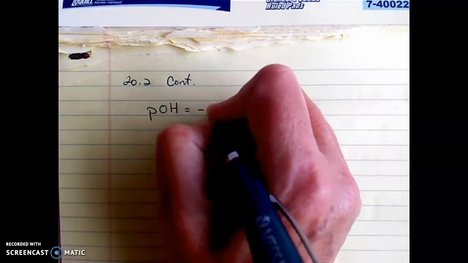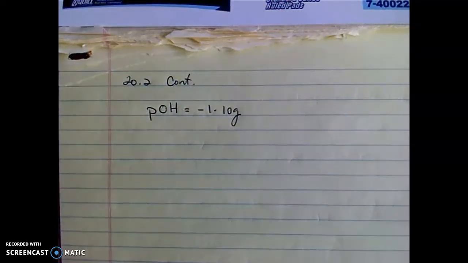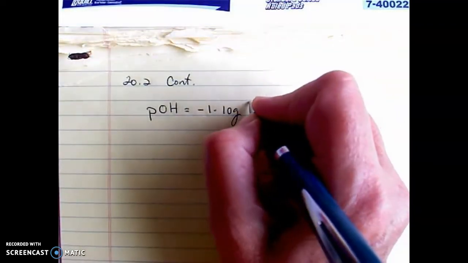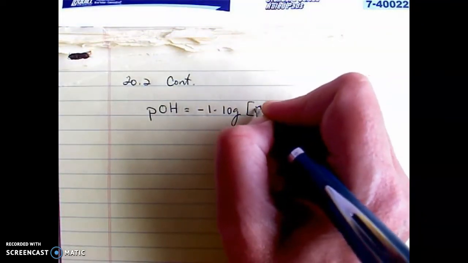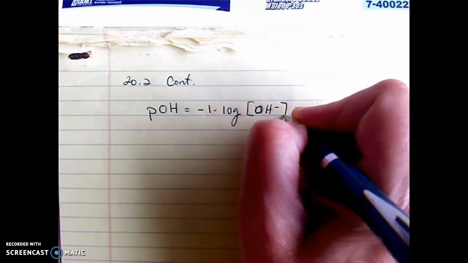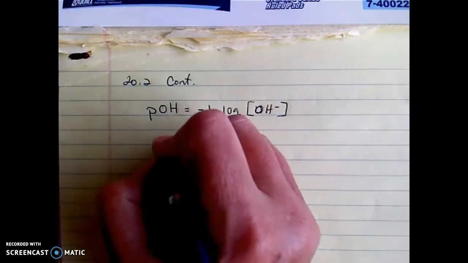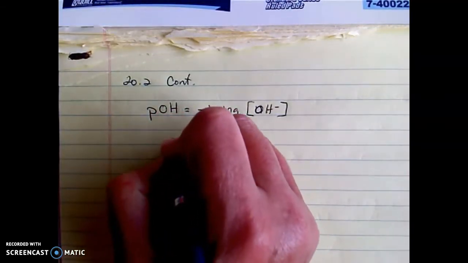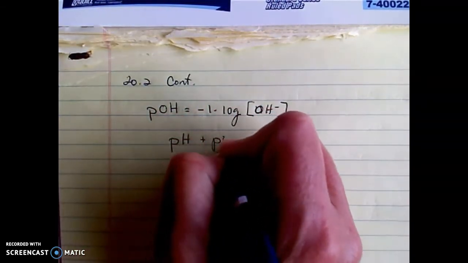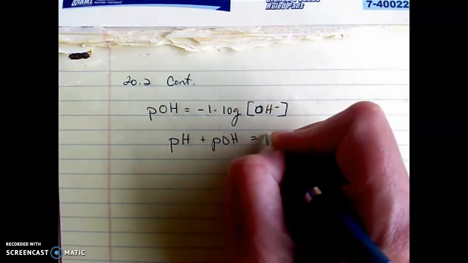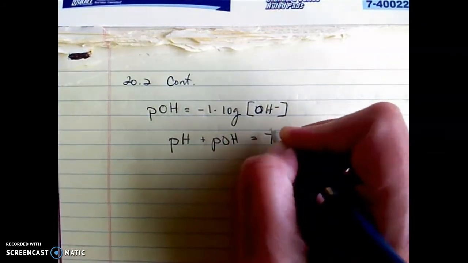It's going to be the -1 times the log, but instead of the concentration of H plus, you will use the concentration of OH minus, which can be very helpful if you are starting out with a concentration of OH minus and they want you to find the pH. You could actually use this in conjunction with this next equation. pH plus pOH is always equal to 14.